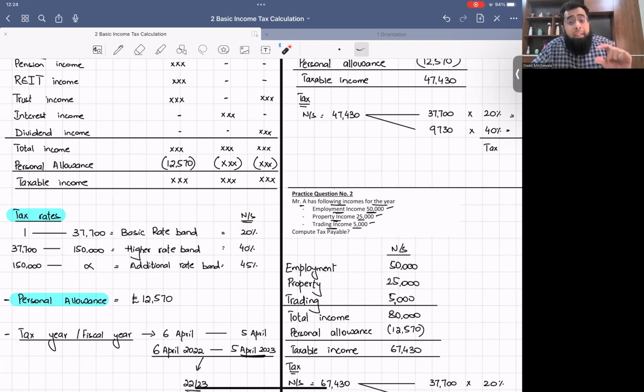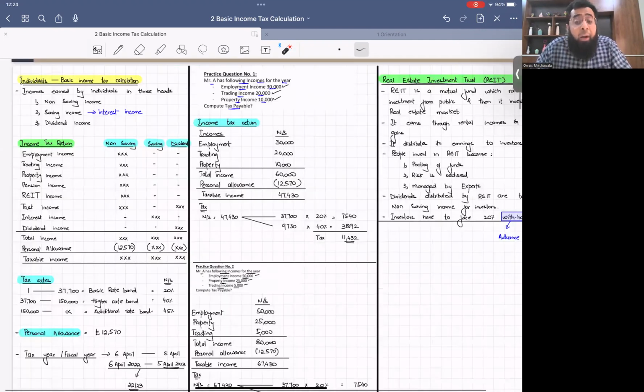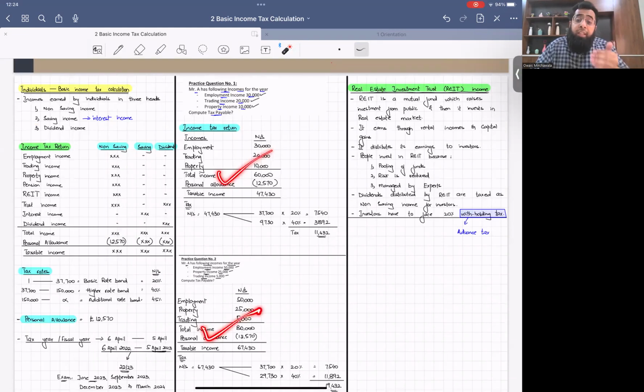Once we discussed the tax rates of non-saving income, we did two practice questions so that you people can have clarity on the calculation aspect. In the previous class, you all have watched my approach that first I introduce the concept and then we do the practice questions so that you people can get clarity on the working approach.